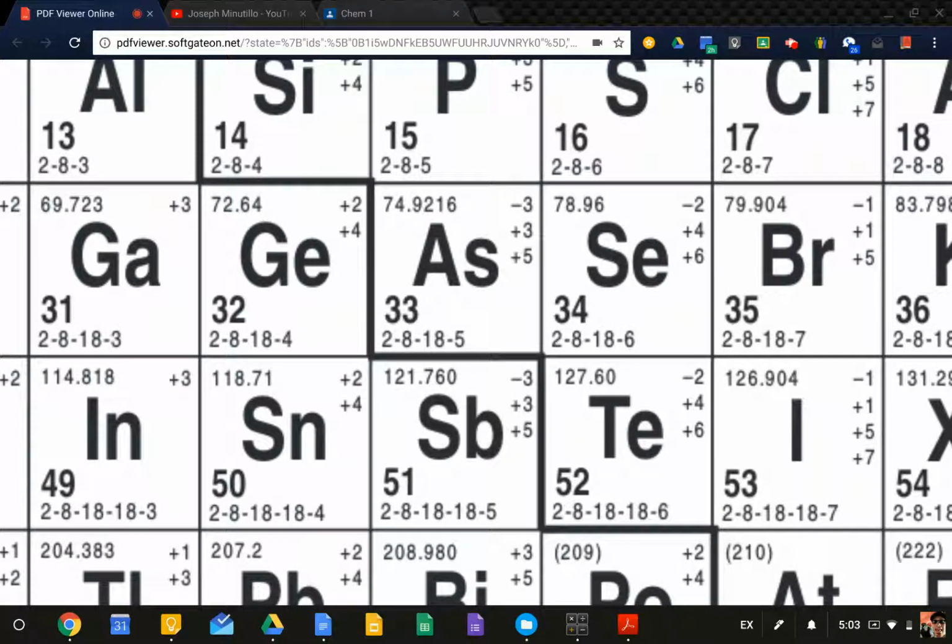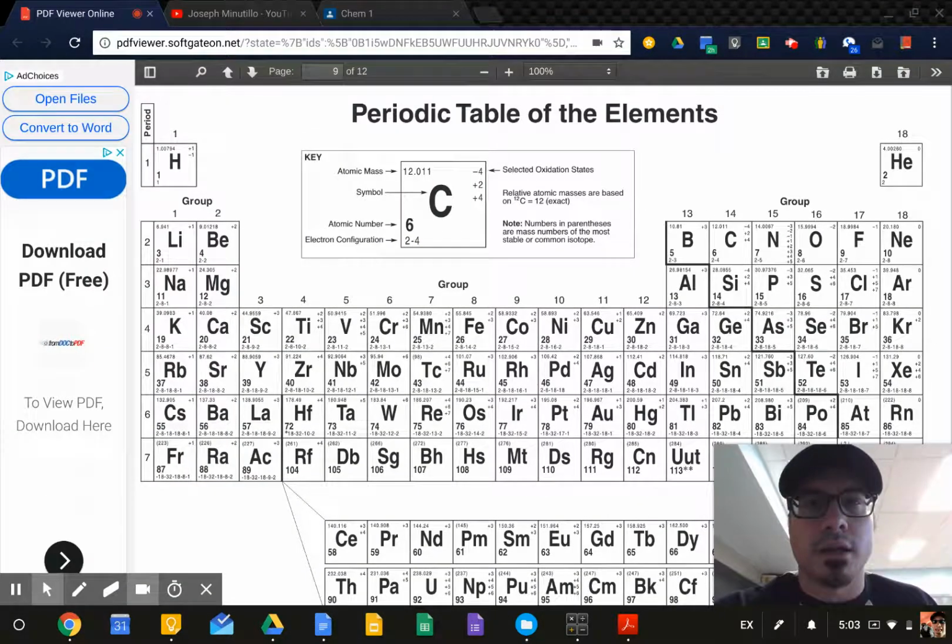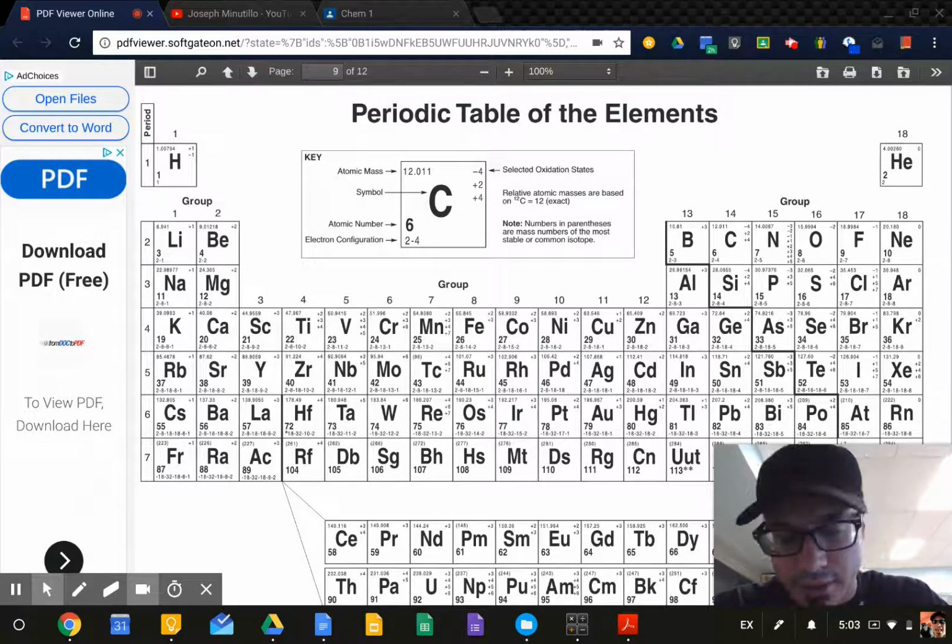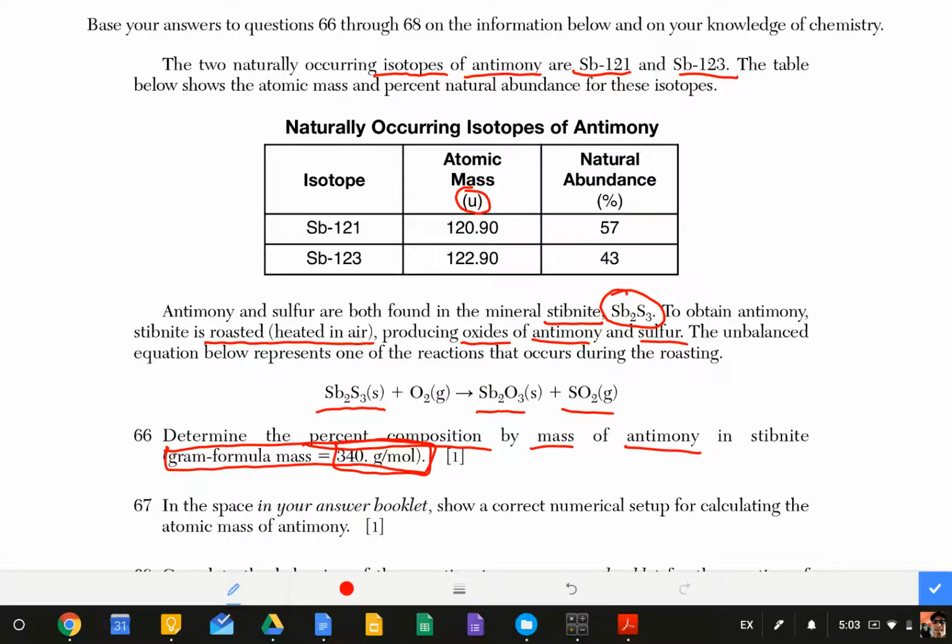Okay, so this is how you get the molar mass, or it's also called the gram formula mass of a compound. So let's go back to the question. So they tell us that stibnite is Sb2S3. So 2 antimonies and 3 sulfurs.